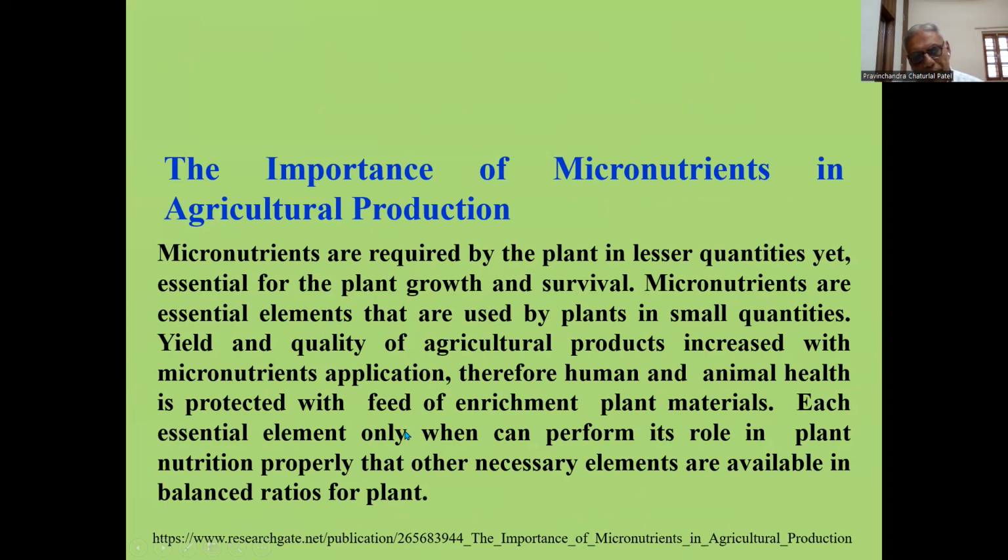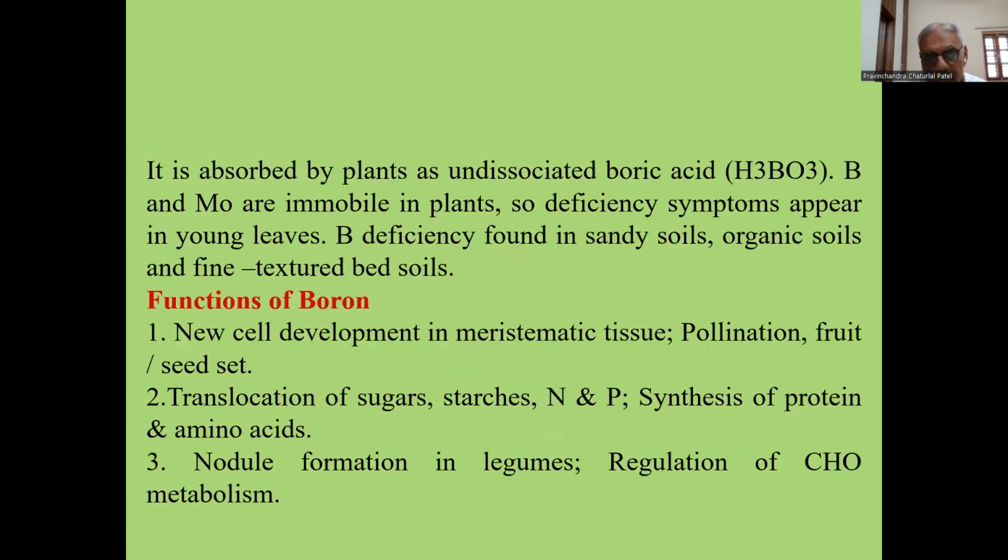Each essential element can perform its role in plant nutrition properly only when the other necessary elements are available in a balanced ratio for the plant. So when we apply balanced nutrition in soil, then the plant will take balanced plant nutrition and have better growth, and we get higher crop production. So how can we know the initial nutrient status? For that we have to carry out soil analysis before sowing or planting of the crops.